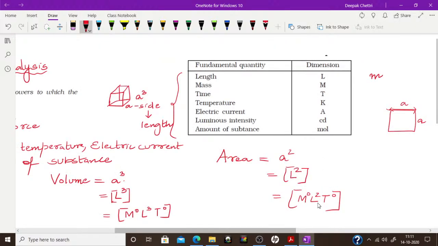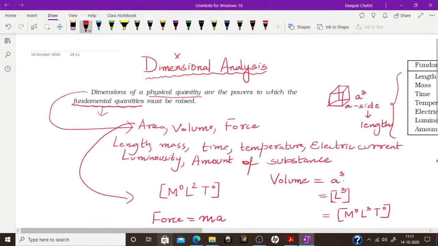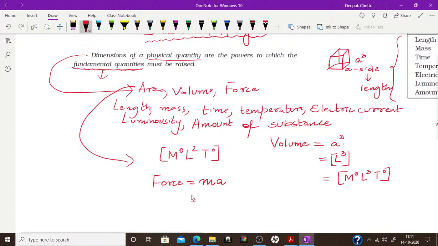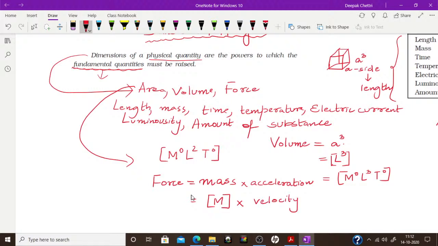Right, so you can see mass is capital M. Let me write the full thing. The formula for force is mass into acceleration. Now the dimension of mass is capital M. The acceleration formula is velocity by time, right? We don't know the dimension of acceleration, it is not given in this table, so we have to make it simpler and simpler. Let us find it separately.